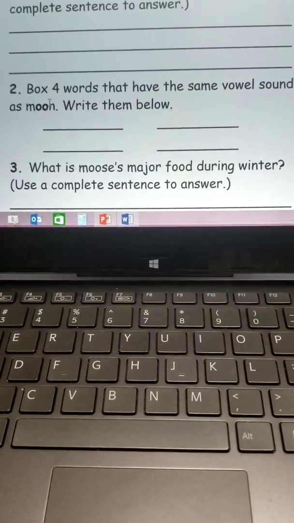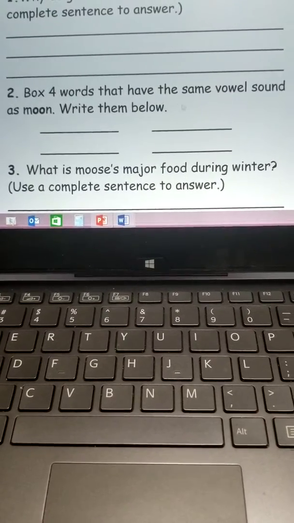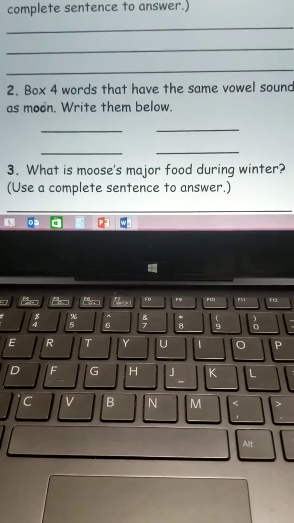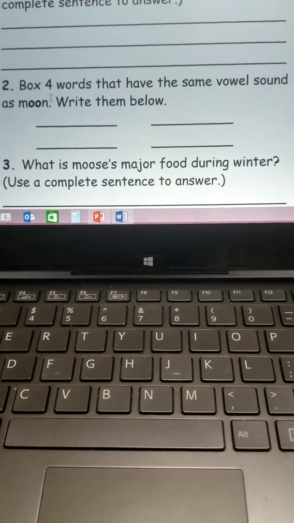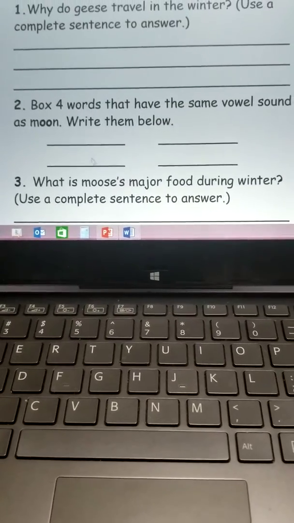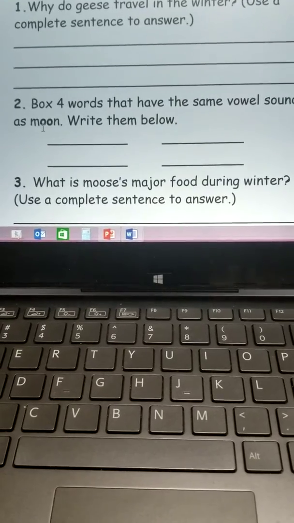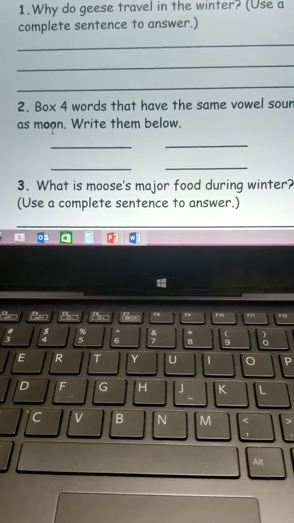Number 2, box 4 words that have the same vowel sound as moon. Okay, we're not boxing words because we're not printing out the story. So just write them in, either here on your answer sheet or your own sheet of paper. Okay, and you're looking for words that have the O sound, ooh.